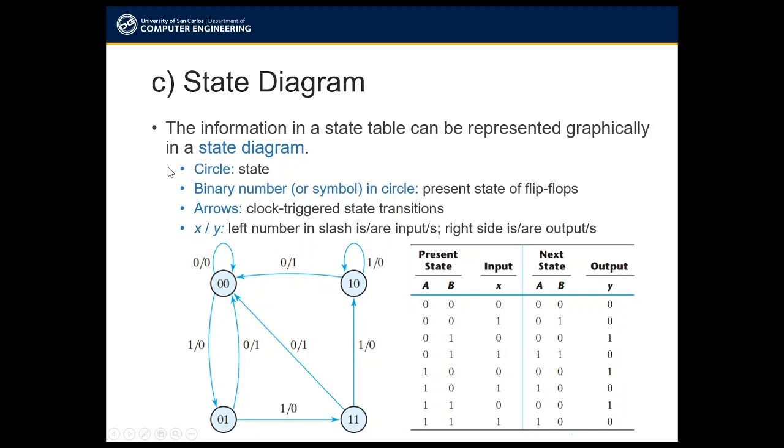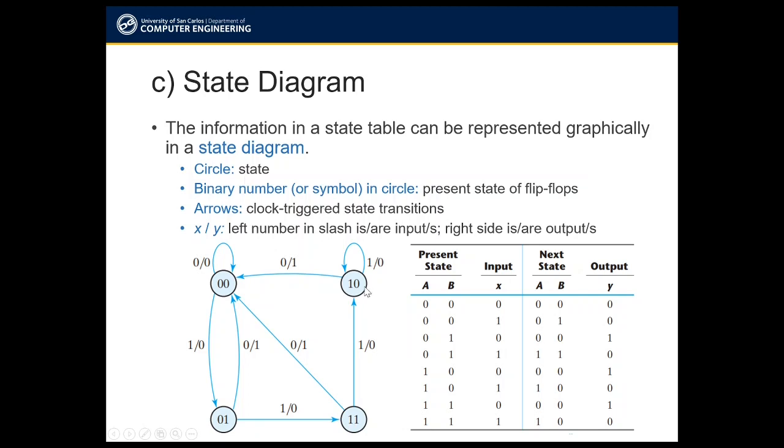So I think this was introduced in the previous lecture, a state diagram for the flip-flops. But in this case, we're going to consider a combination of flip-flops because in this particular example, we have two of them. So let's just recap the symbols that we use. We have a circle to represent the state.